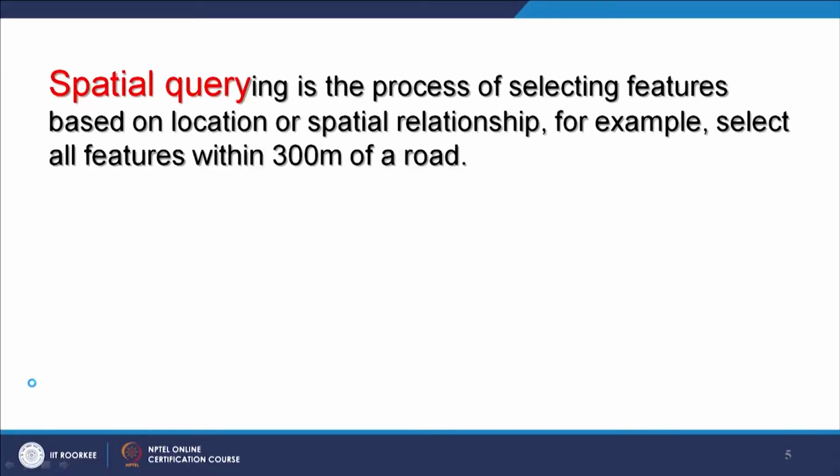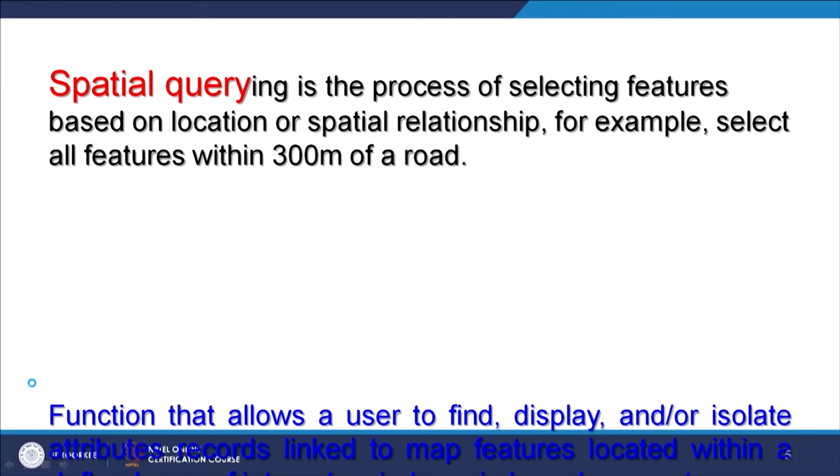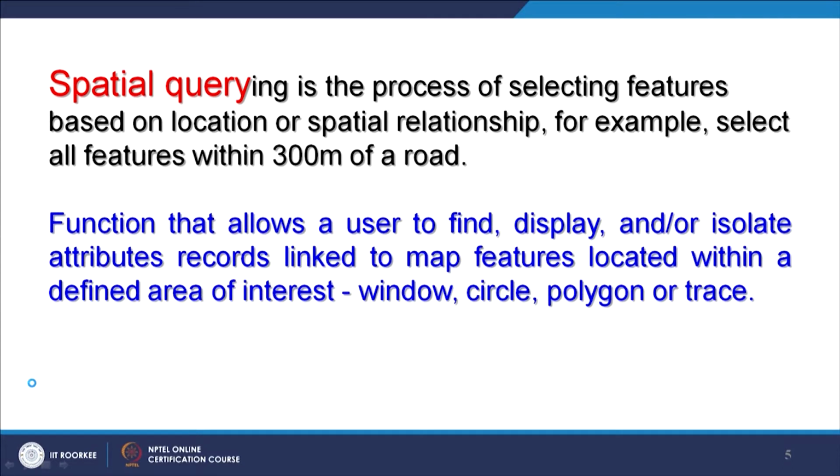Now, spatial querying is the process of selecting features based on location or spatial relationships, for example, all features within 30 kilometers of a road or 300 meters of a road. That means creating a kind of buffer. Using a buffer, a spatial query can also be performed, with functions that allow a user to find, display or isolate attribute records linked to map features.